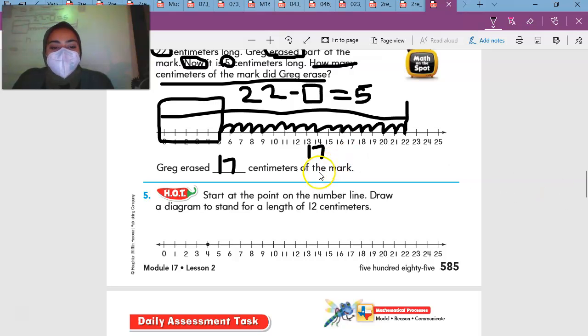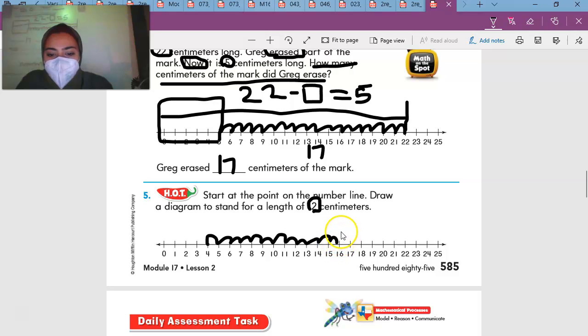Let's look at number 5. Start at the point on the number line. Draw a diagram to stand for a length of 12 centimeters. So you're going to start at the point. This is the point. Point means dot. Draw a diagram to stand for a length of, does it say 12 or 2? 12. So, guys, jump up 12. 1, 2, 3, 4, 5, 6, 7, 8, 9, 10, 11, 12.